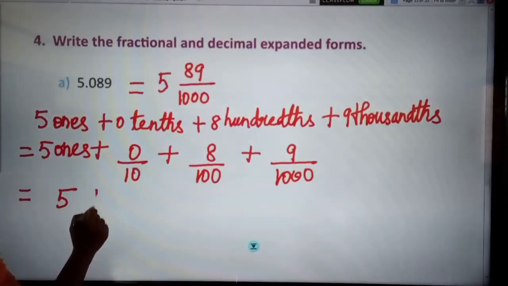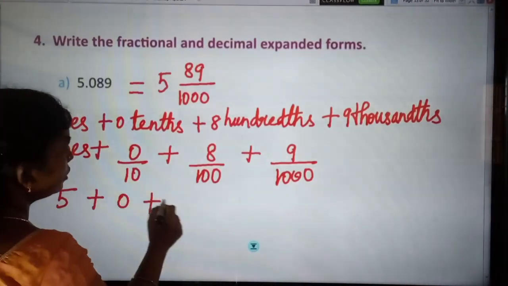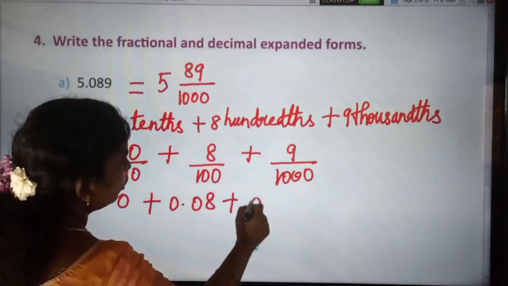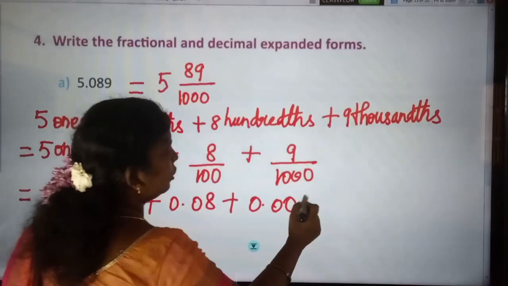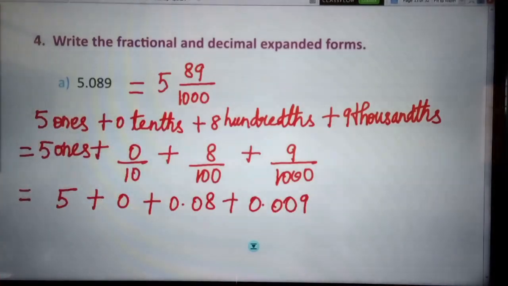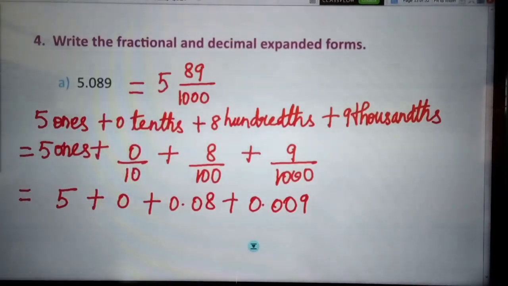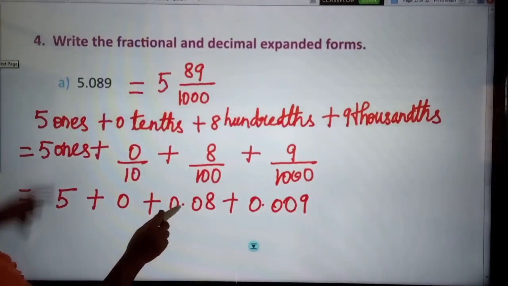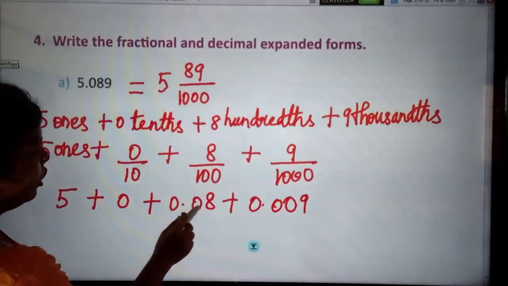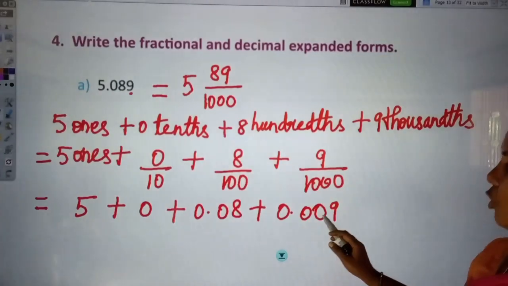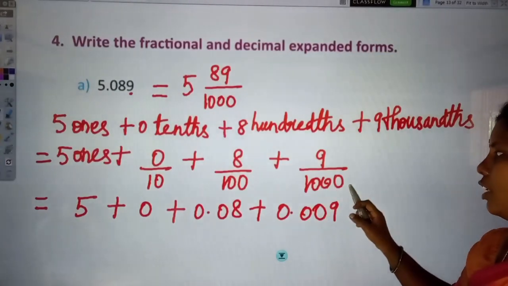Write this as 5 plus 0 plus 0.08 here, 0.009. Is it clear, ma? For the fractional part we have written 5 89 by 1000. For the decimal expanded form, 5 plus 0 here. In the hundredths place, we have written 8 by 100 as 0.08, right? Next, 9 by 1000 is 0.009, because 3 zeros are in the denominator, no?